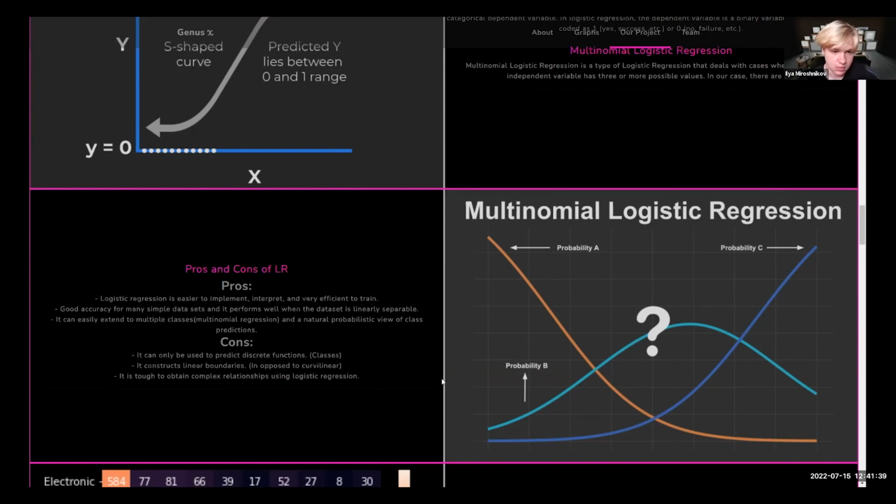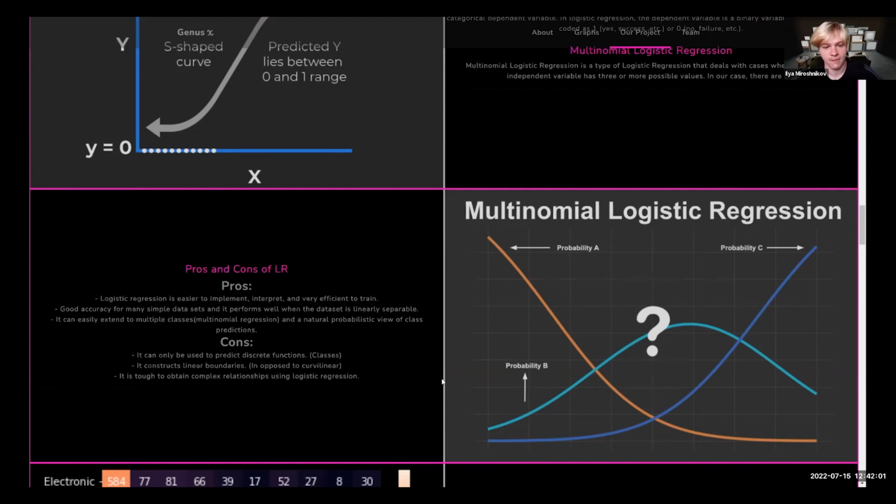And the con is that it can be used only to predict discrete functions. So basically what it means is that it can be used only to predict classification, and it cannot be used in regression. Even though it is called regression, there's a big story behind it. Why is it called regression and it only works with classification? But I don't have time to tell it to you now.